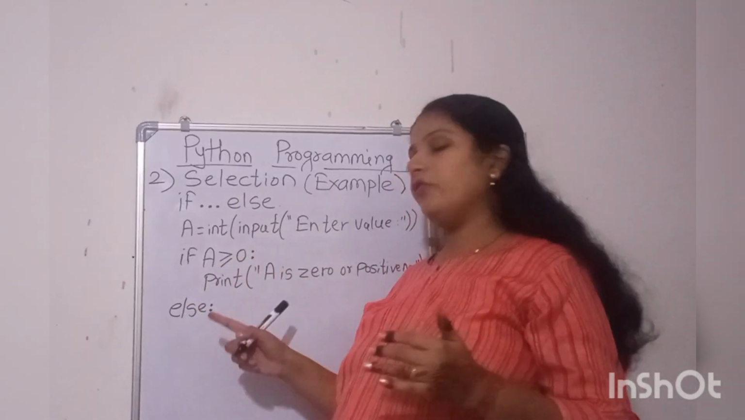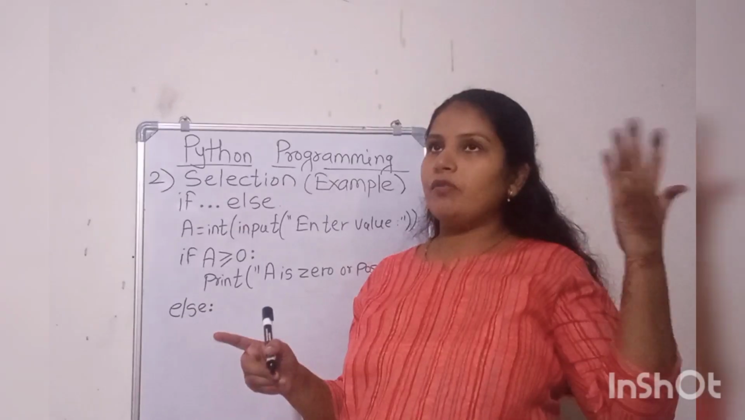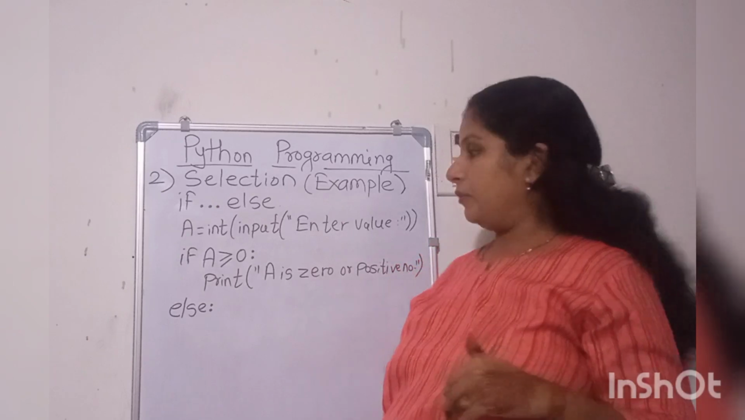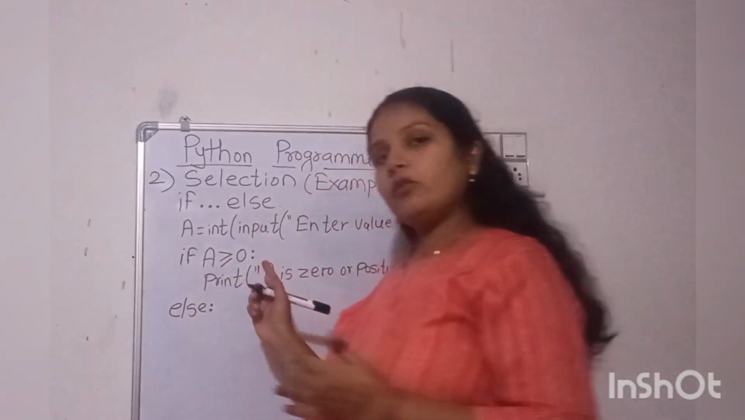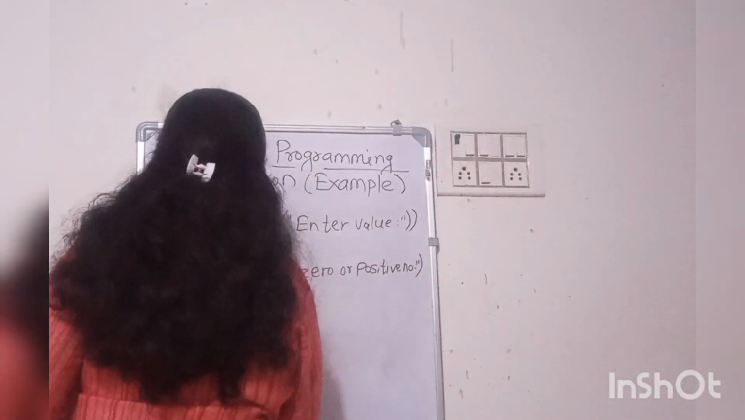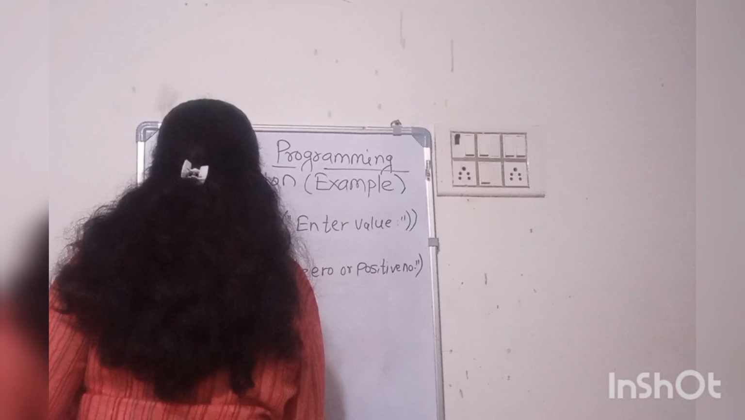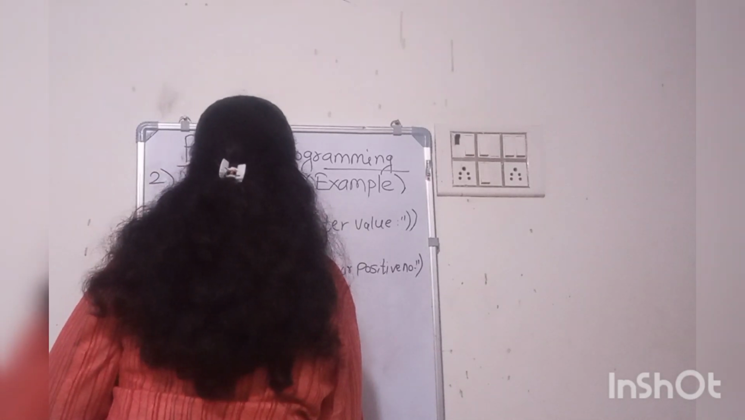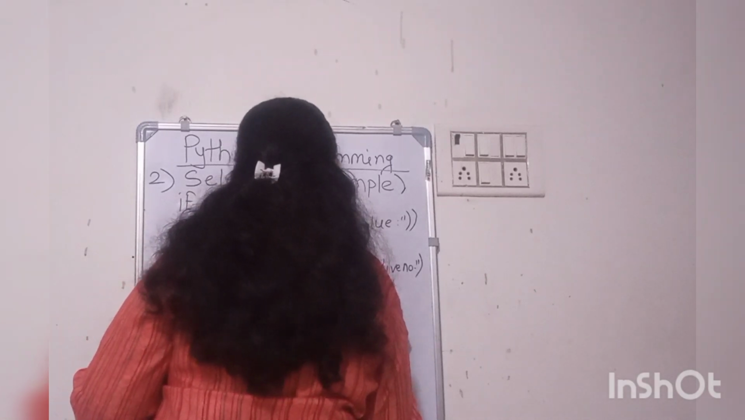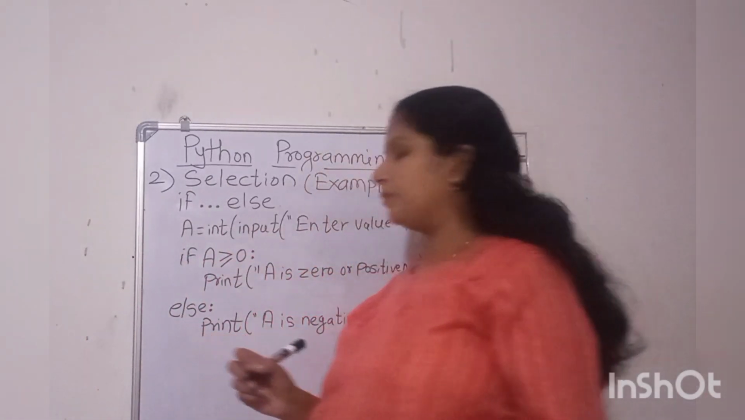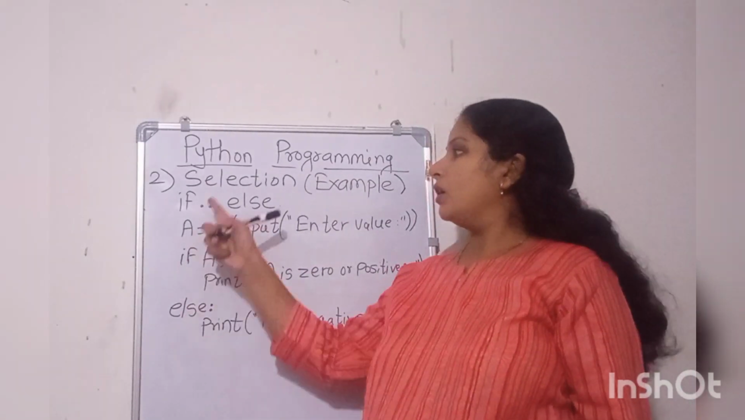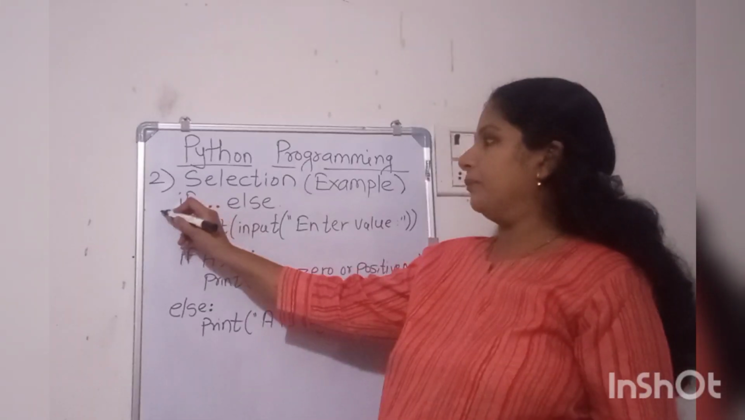So if you have only two conditions, one you need to mention and the other is default, then you go to the else part. So if A is greater than or equal to 0, it is positive or 0, else it is a negative number. So just print: A is negative number. Again we are selecting the statement here based on the value of A.